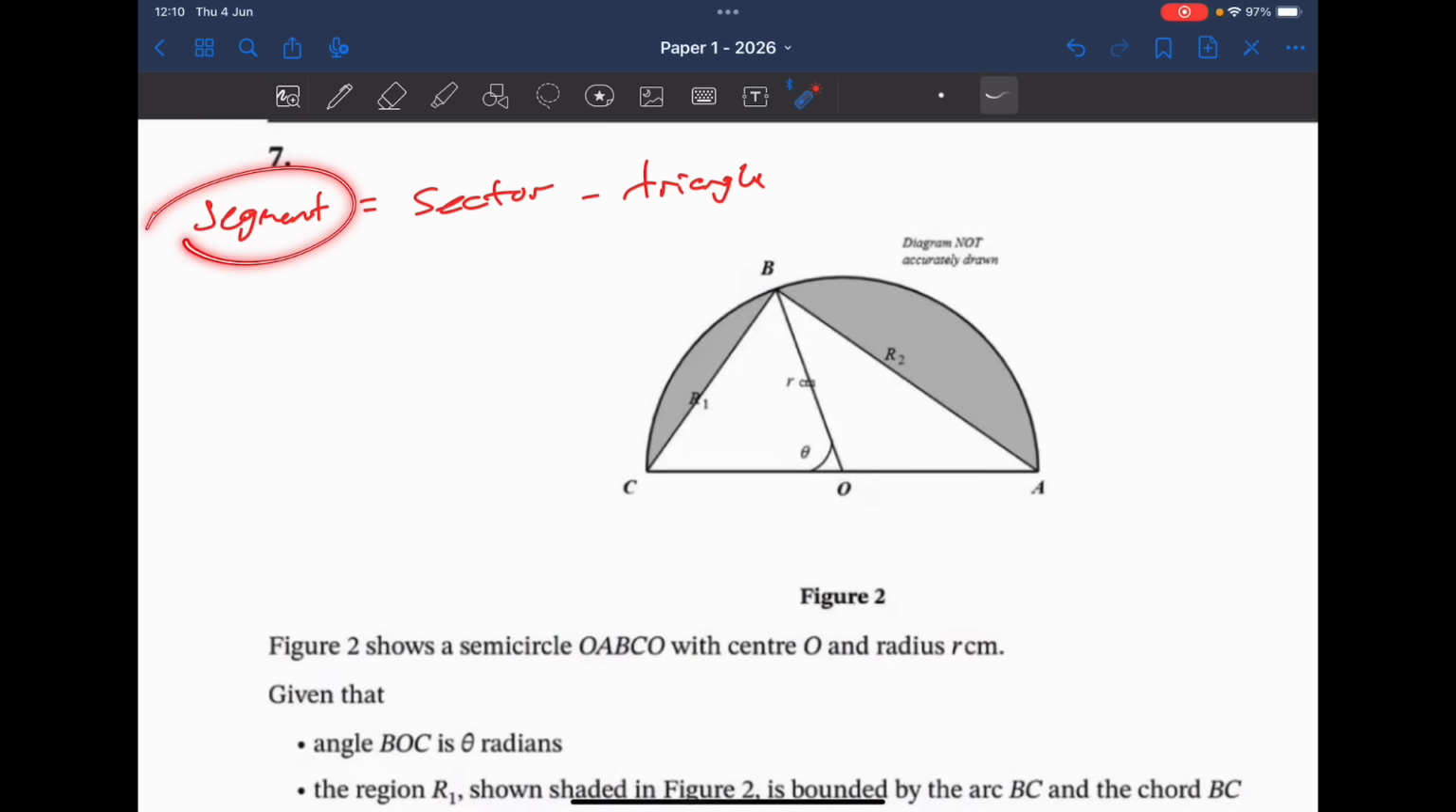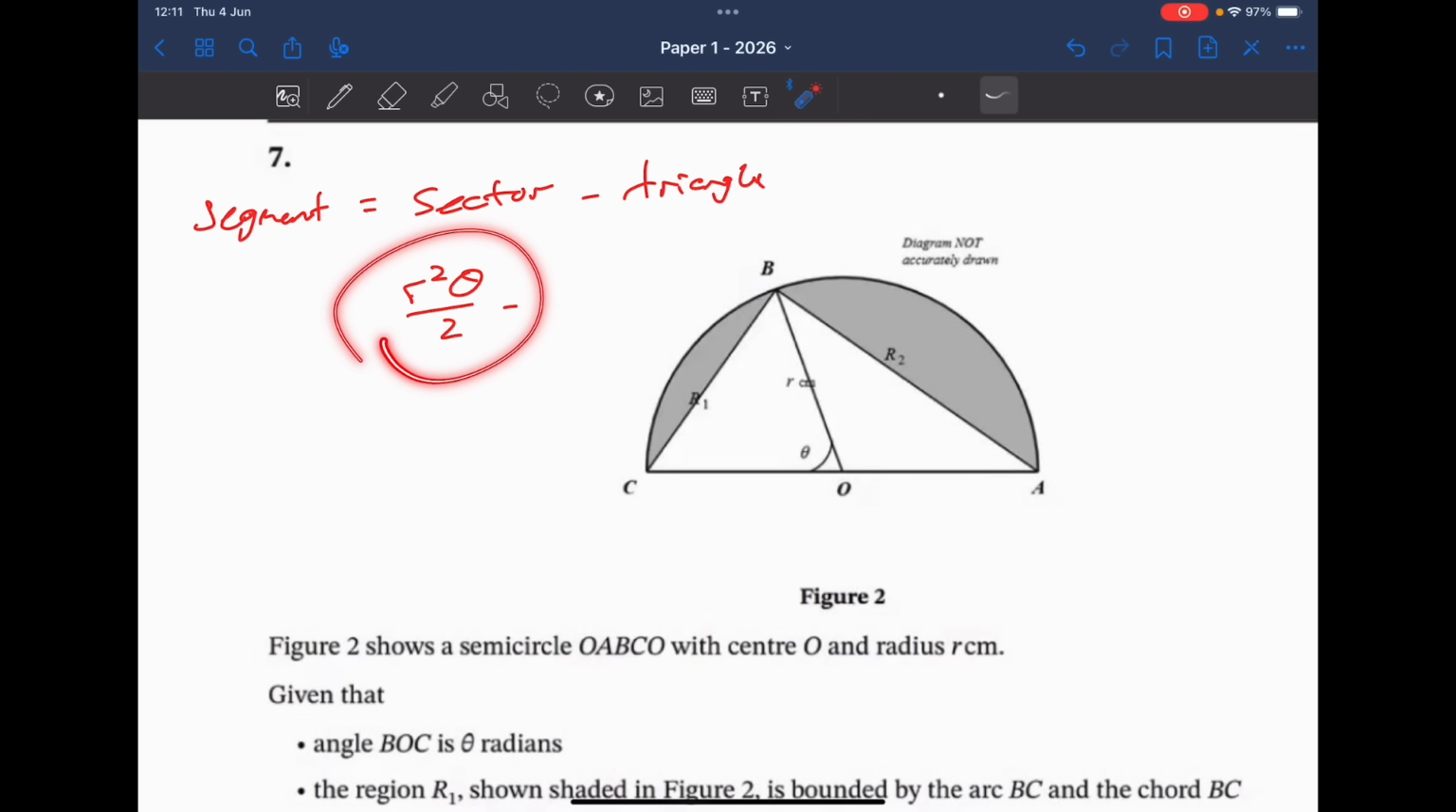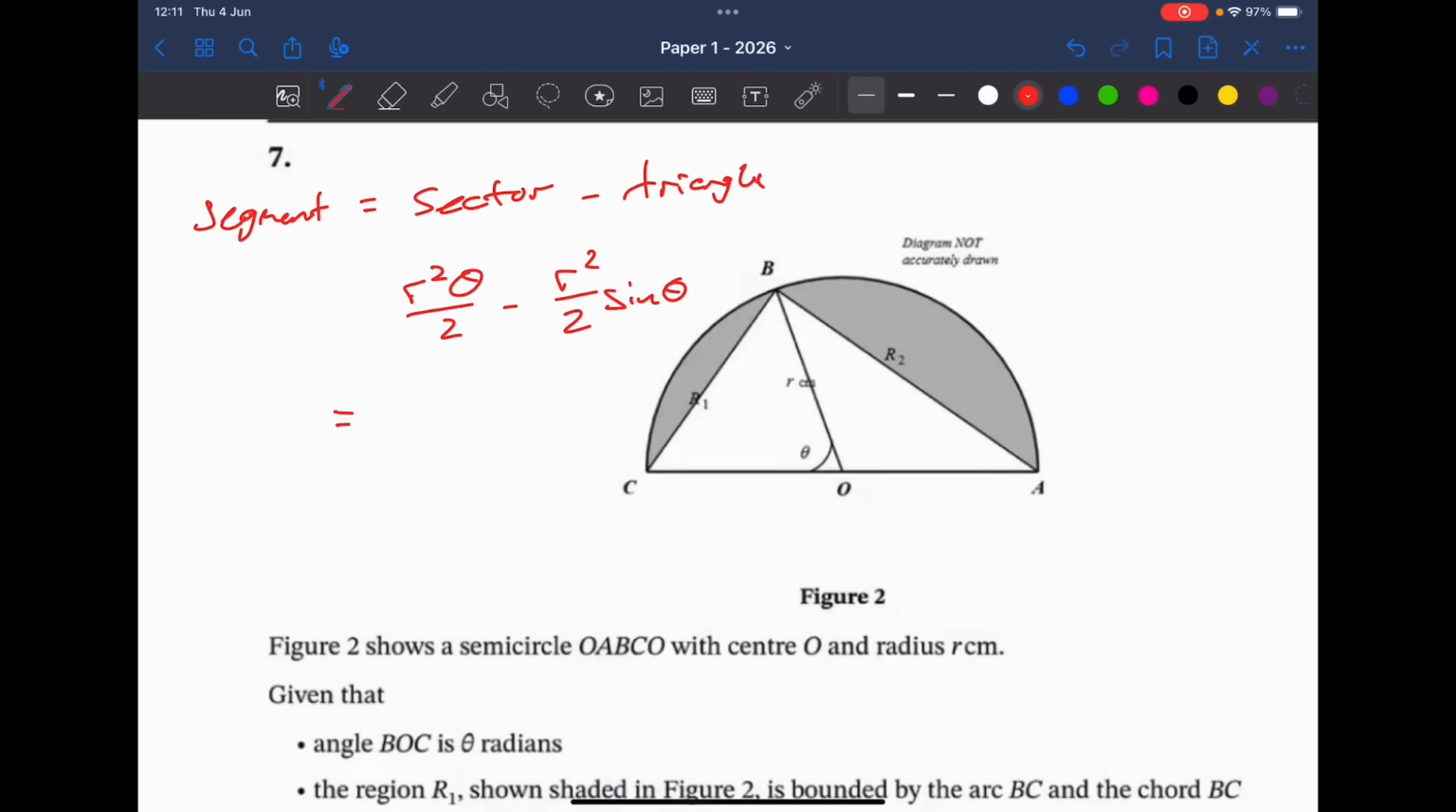The general segment sector formula is r squared theta on 2. And the triangle formula is going to be a half r squared sine theta. So very similar, but theta is now sine theta. So I will factorize that out. In general, we have r squared over 2 multiplied by theta minus sine theta. So that's the general equation.